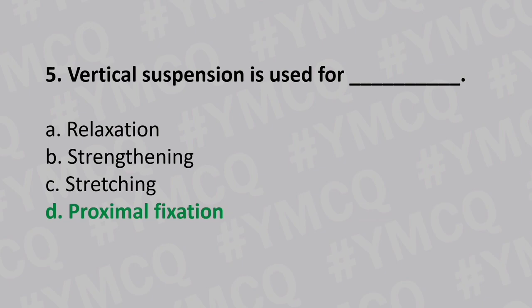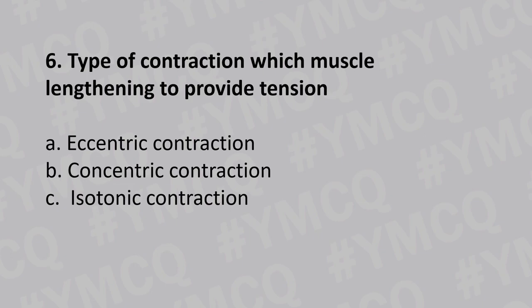Type of contraction in which muscles lengthen to provide tension? Option A, eccentric. Option B, concentric. Option C, isotonic. And the answer is option A, eccentric. Moving to our seventh question.